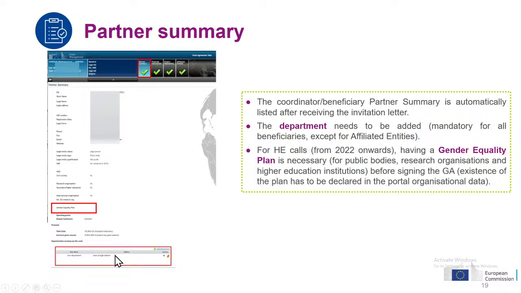The only thing that we ask you to add is the department or departments, if there are many, that are going to work on the implementation of the action on your side. You can also see other information apart from your legal entity details. For example, you can see here if you have a gender equality plan. As Petros said, the gender equality plan is declared in the portal organization data, but whether you have it or not, you are going to see the information here too.